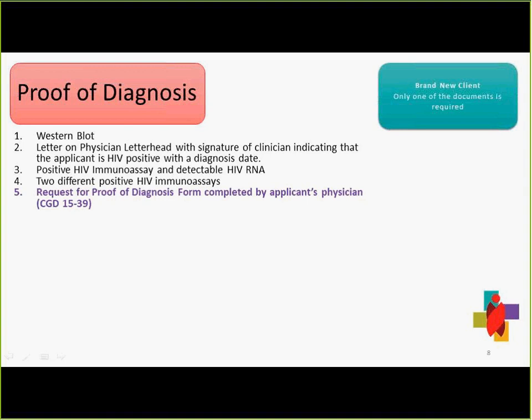Number 3, a positive HIV immunoassay and a detectable HIV RNA. Number 4, 2 different positive HIV immunoassays. And number 5, request a proof of diagnosis form completed by the applicant's physician, Common Guidance Document 1539. As you can see in the blue bubble on the right side of the screen, only one of the documents is required. As long as the documents fall within one of these categories, you can accept them from the client.